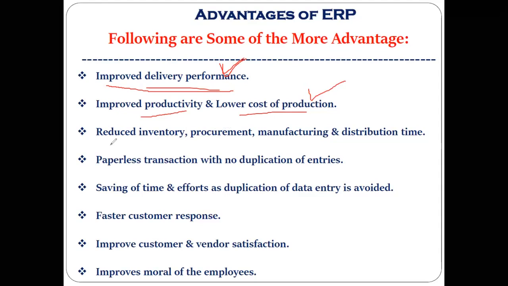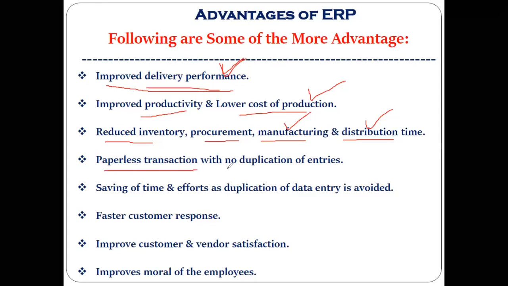Then there is reduced inventory, reduced procurement, reduced manufacturing, and reduced distribution time. Reduced inventory in the sense what, की इन्व्हेंटरी कलेक्ट करण्यासाठी जो टाइम लागत होता, रॉ मटेरियल कलेक्ट करण्यासाठी जो टाइम लागत होता, that is reduced because of the ERP. Okay, मॅन्युफॅक्चरिंग साठी जो टाइम लागत होता, that is also reduced because of the ERP. And डिस्ट्रीब्युशन साठी जो टाइम लागत होता, for example डिलिव्हरीसाठी जो टाइम लागत होता, that is also reduced because of the ERP. Another next good advantage is what?